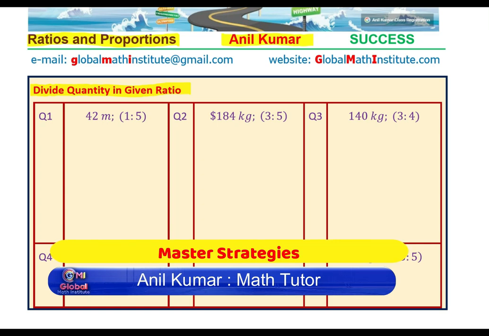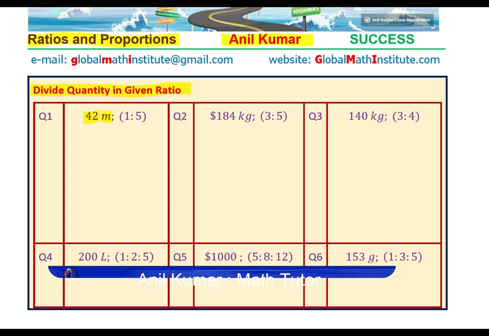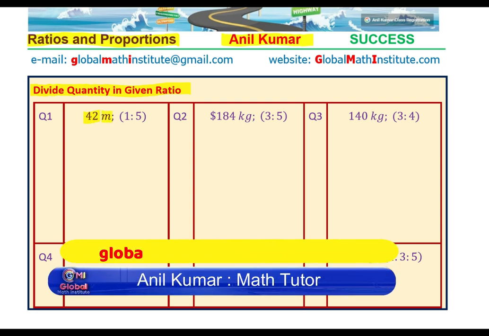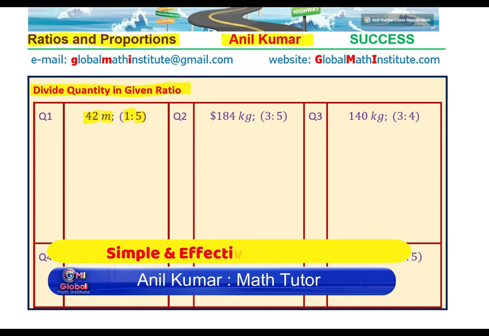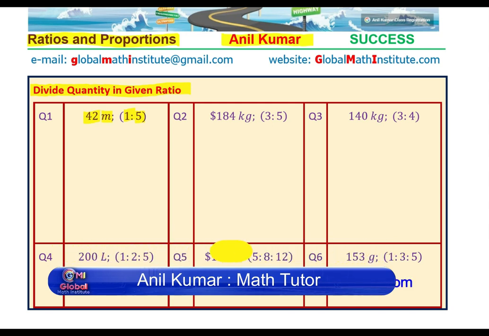So the question could be read as: the number 42, with the units given to us as meters, could be the length of a wire, is to be divided in the ratio of 1 is to 5. The numbers given in the bracket tell you in which ratio we need to divide, right? A format like this helps us just write the question and get rid of many words. Make it simple and sweet.